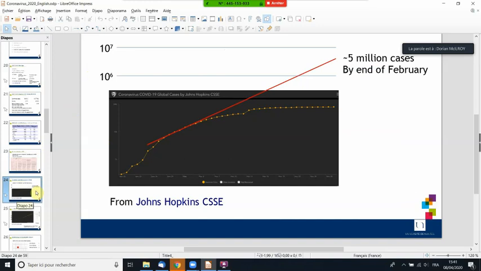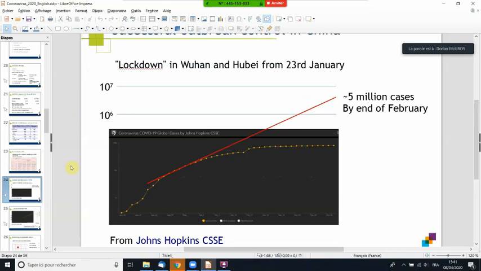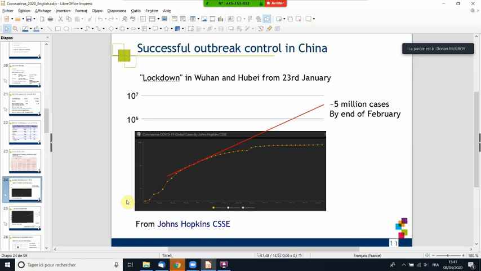So now I'm going to talk a little bit about outbreak control and what we're trying to do with the confinement that we all have right now. In Wuhan and Hubei province, they had this lockdown. People weren't allowed to move in and out of the city. Everybody had to stay at home and just go to hospital if you had symptoms, from the 23rd of February. So looking at the graph here, it's about here. Before that time, you had, on a log scale, the number of cases by the date.